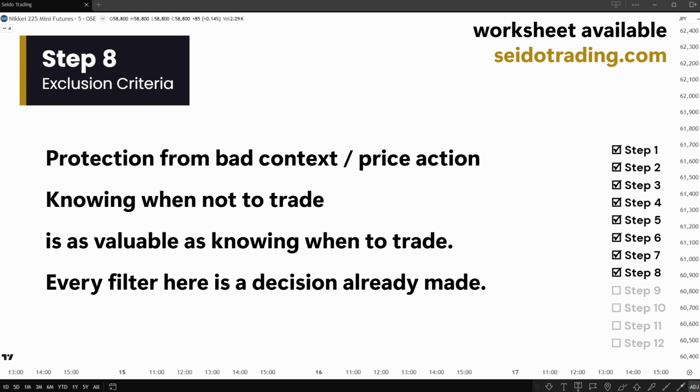It also gives you a concrete reason to miss a trade. If you miss a trade and it's not described here, it becomes a failure to execute your plan.